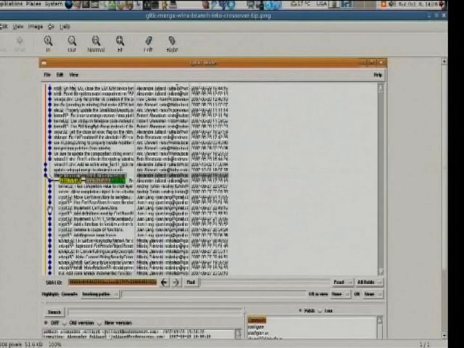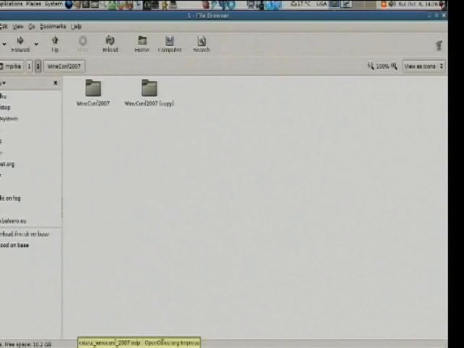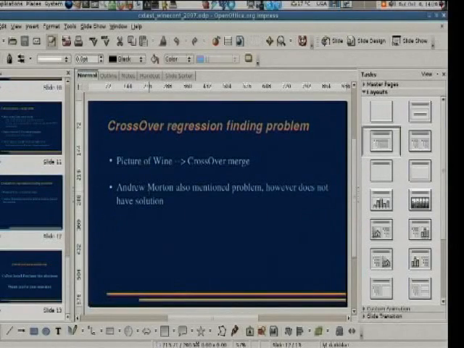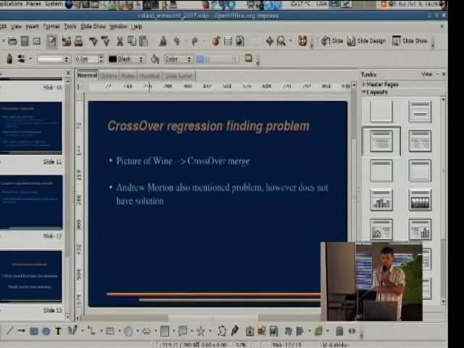That means that you do not have in your source code any CrossOver-related changes. So in most cases, it's not even compilable. And if it is, it's not clear whether it is going to behave in the same way as it would if it were CrossOver. This has also been mentioned by Andrew Morton in his note. And there is so far no solution, because it comes from the way Git works. So this is the showstopper for CrossOver regressions.